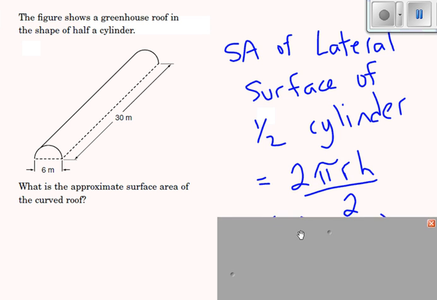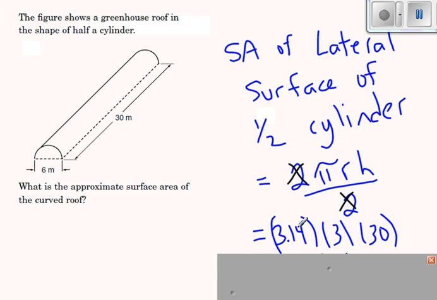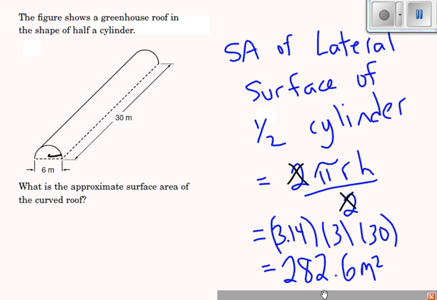So here's the lateral surface, and here's half of it. So 2 pi RH is the lateral surface, and I only need half of it because clearly this is only half a circle. This 2 cancels out this 2 quite nicely, so I don't need to go through the math where I multiply by 2 and then divide by 2. That's a waste of time. So I just have pi RH. So pi, the radius would be half of 6, and then h is the long distance 30. And in my calculator, I get 282.6 meters squared. Pretty straightforward question if you think about it.